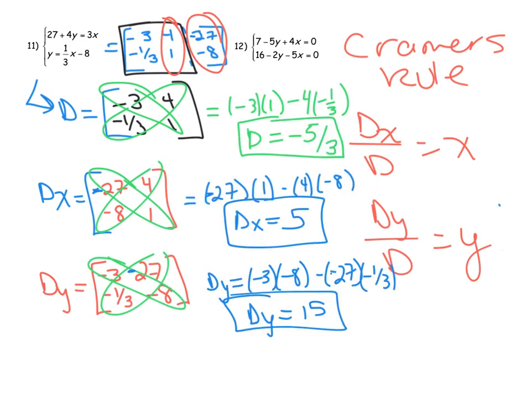All right, so these are all the determinants you should have. We should have the determinant for capital D is negative 5/3. The determinant for Dx should be 5. And then the determinant for Dy is 15.